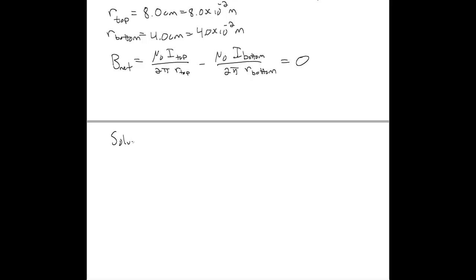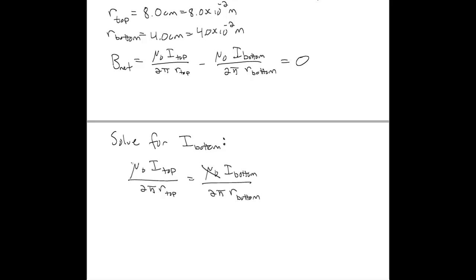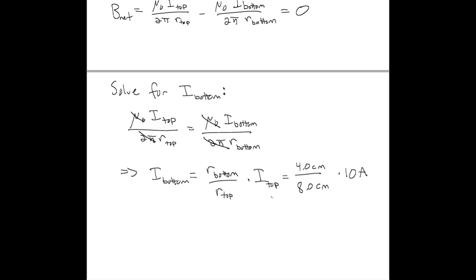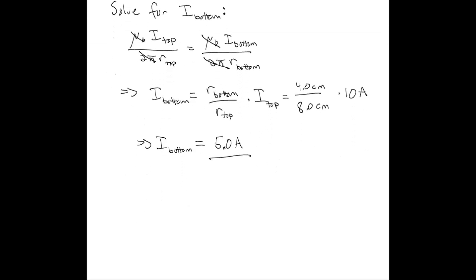I'm going to solve directly for the thing that I don't know, namely the bottom current, and I can do that by moving one of these to the other side, and then I get a lot of cancellations, and I can solve for I bottom, and plugging in those numbers, I find that the bottom current is 5 amps. So to answer the question, my unknown current is 5 amps to the left.